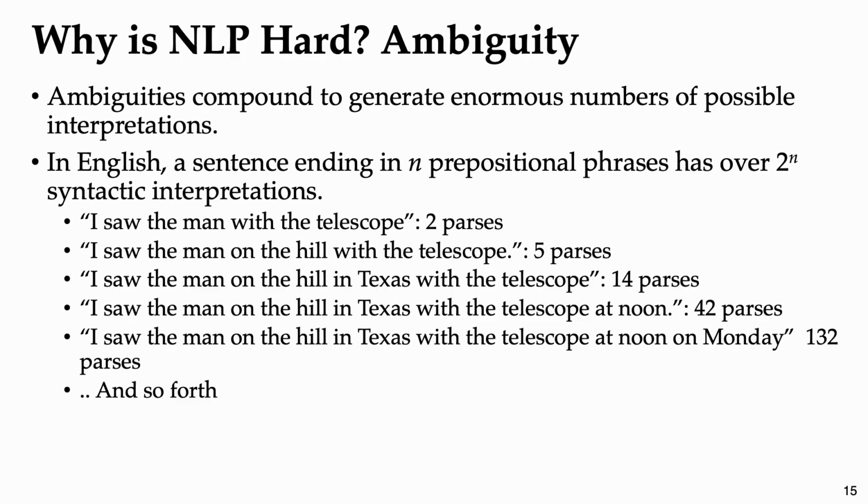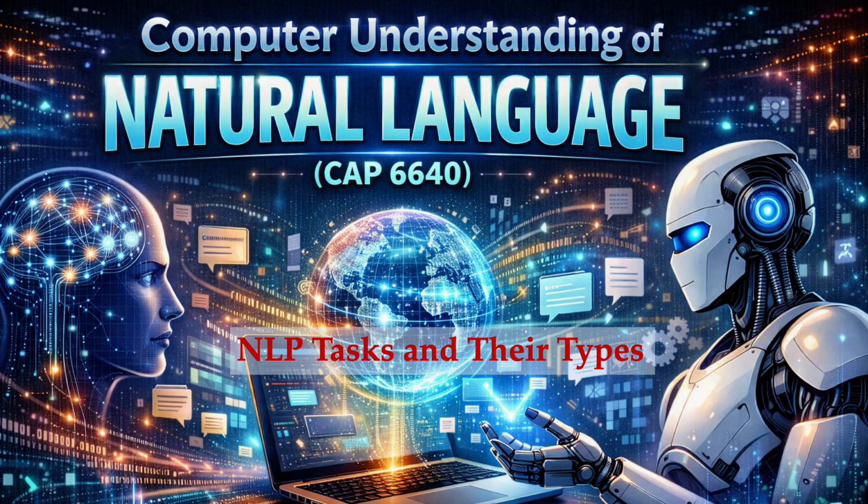For example, a sentence like "I saw the man on the hill in Texas with a telescope" can have 14 possible parses. If you add even more detail, such as "at noon," the number of possible interpretations can grow to dozens. The key point here is that as the length of a sentence increases, the number of possible parses does not grow linearly. Instead, it grows combinatorially, often in an exponential manner. From a computational perspective, this explosion of possibilities makes language understanding extremely challenging. So if language is this challenging even for humans, it is even more difficult for computers.